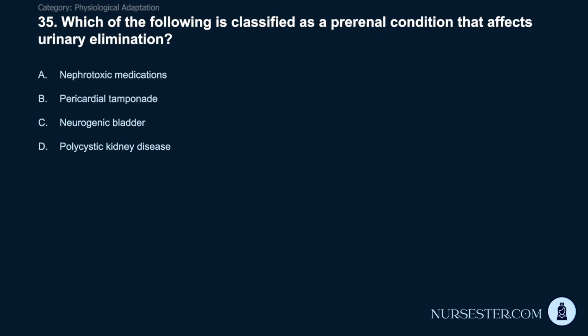35. Which of the following is classified as a prerenal condition that affects urinary elimination? A. Nephrotoxic medications. B. Pericardial tamponade. C. Neurogenic bladder. D. Polycystic kidney disease. Correct answer, B. Pericardial tamponade.